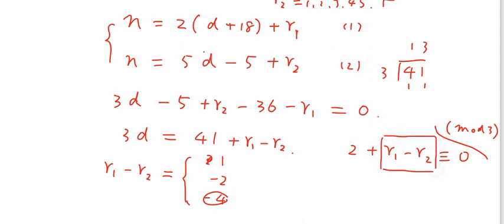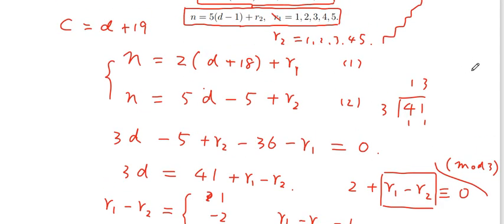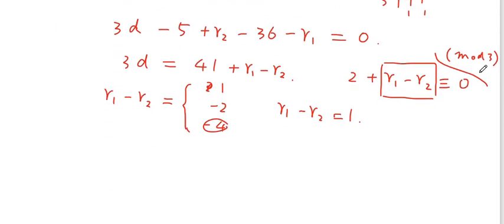So here we just focus on this. It seems like R1 minus R2 can only be two possible numbers, could be 1 or 2. So let's check when R1 minus R2 can be 1. Let's say again R1 could be 1, 2, R2 could be 1, 2, 3, 4, 5.